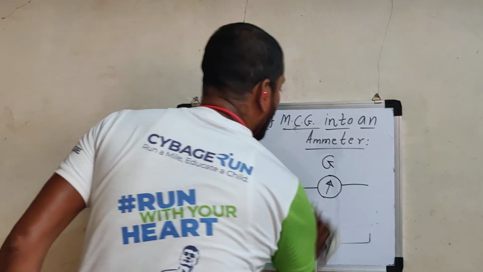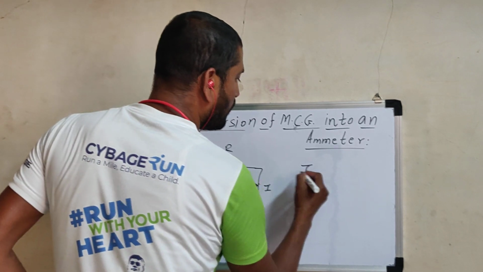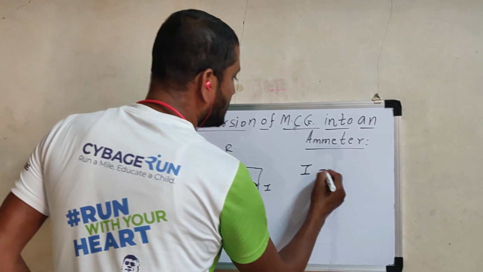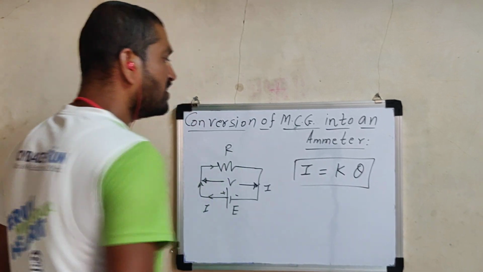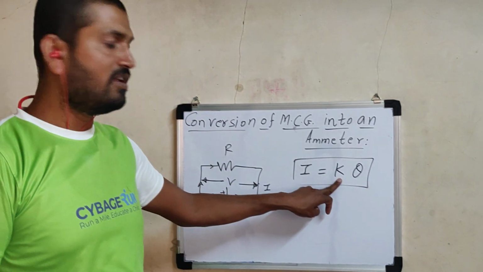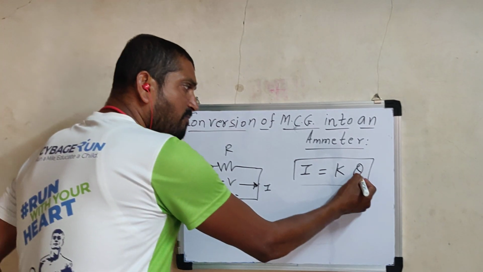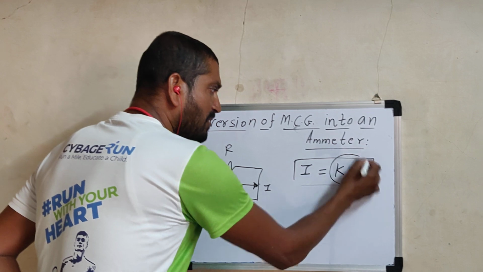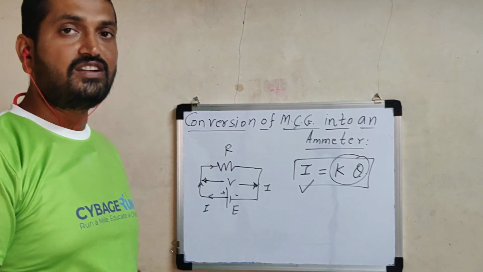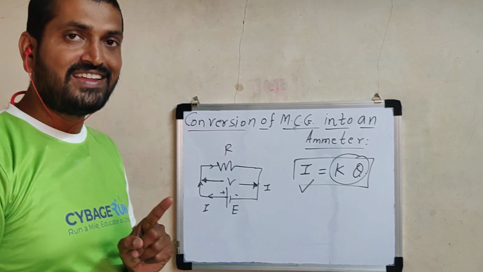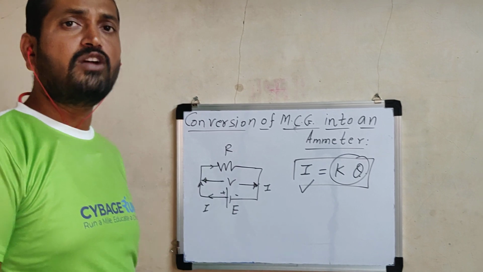How to measure? Actually in the working, which is not part of your syllabus, there is a formula: the current flowing through the coil of the galvanometer is equal to a certain constant into the angle of deflection. This constant is called the constant of the MCG, moving coil galvanometer, and it will be provided along with the device, don't worry. So by noting how much deflection there is, we can calculate the current. But the current measured using a galvanometer directly is not a correct value. It is always a wrong value.